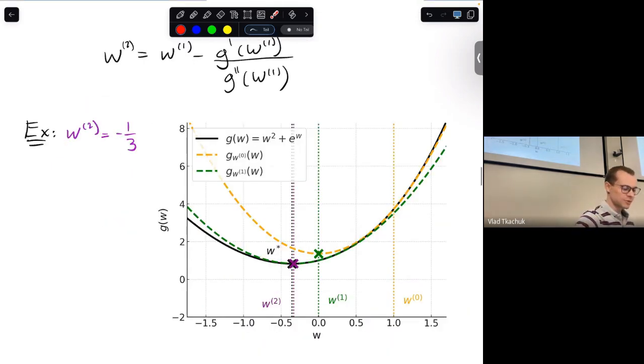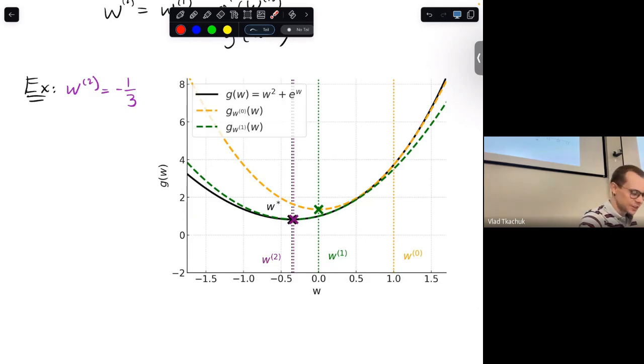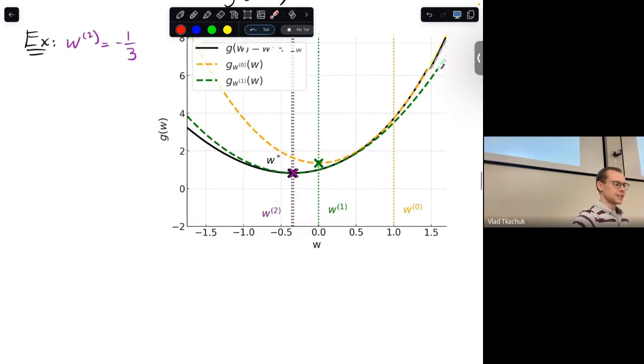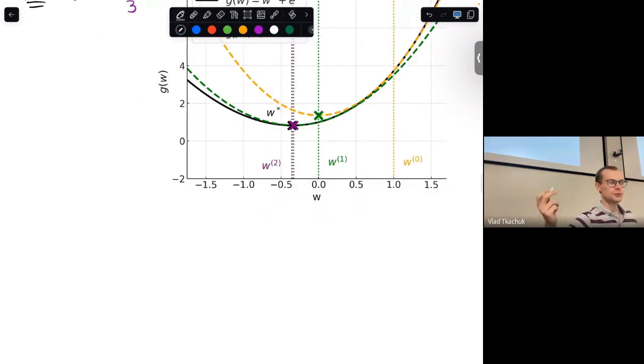And the important thing to see is the visual interpretation. All we did was solve for the minimum of the green function. That minimum is this purple x here, and you can see it is very, very close to the true minimum, which is that black x, W star. And so we've gotten closer to W star, which we're trying to solve for. And it turns out that you can reuse W2 as your initial guess and do this step again and again and again.